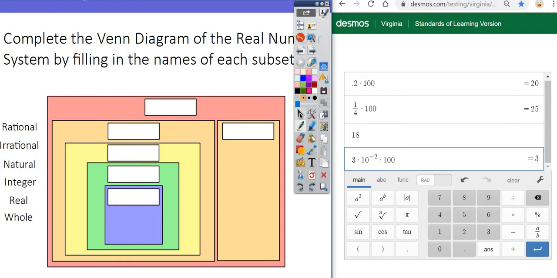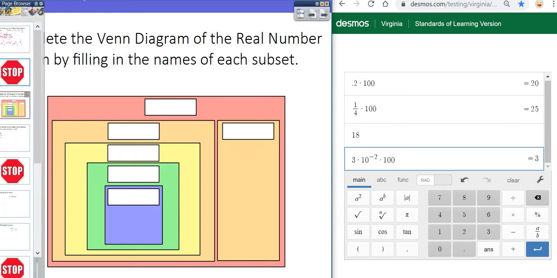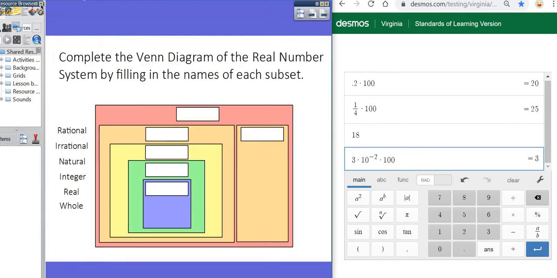All right, everybody, so we're going to go through and we're going to look at this. We haven't looked at it in a while, talking about the real number system. These types of diagrams will definitely come up in benchmarks and SOLs, so it's super important that you know what they are and how to work with them.